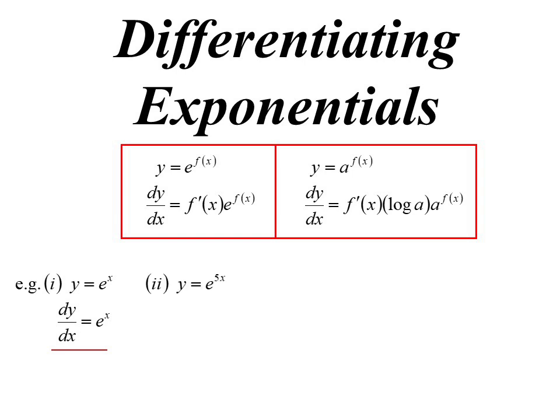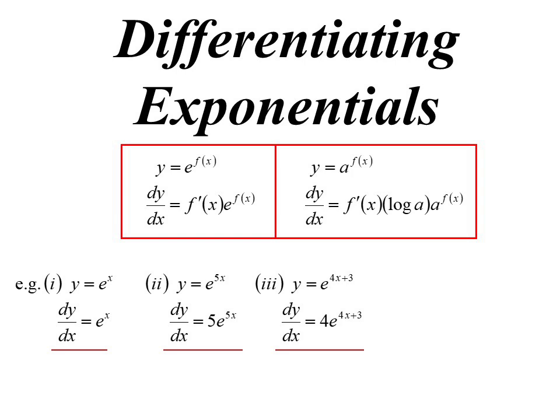So you get e to the 5x, differentiate 5x, we get 5, so it's 5e to the 5x. e to the 4x plus 3, 4e to the 4x plus 3. You get the idea. Of course, it doesn't have to be a linear power. x squared plus 3x plus 2. Make sure you use your grouping symbols, because remember, all of it's multiplied by 2x plus 3, not just 3 times e to the... So make sure you use those.